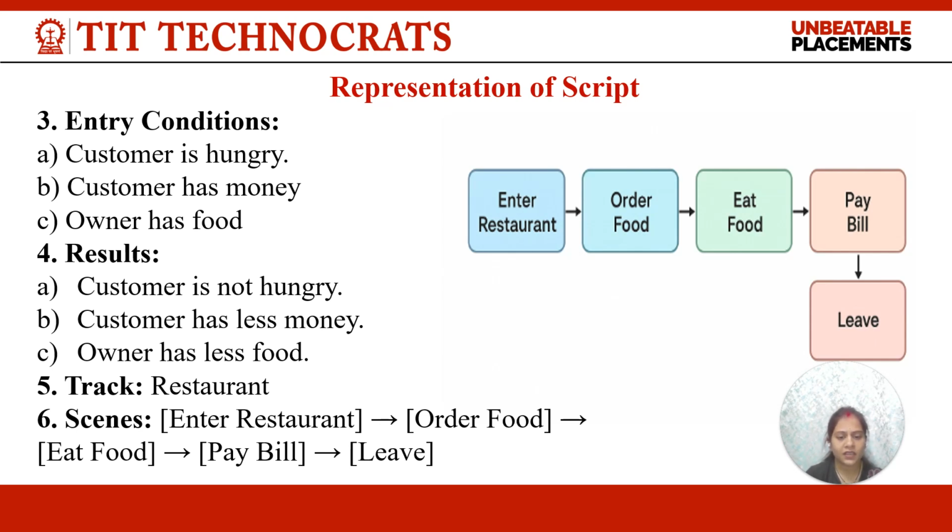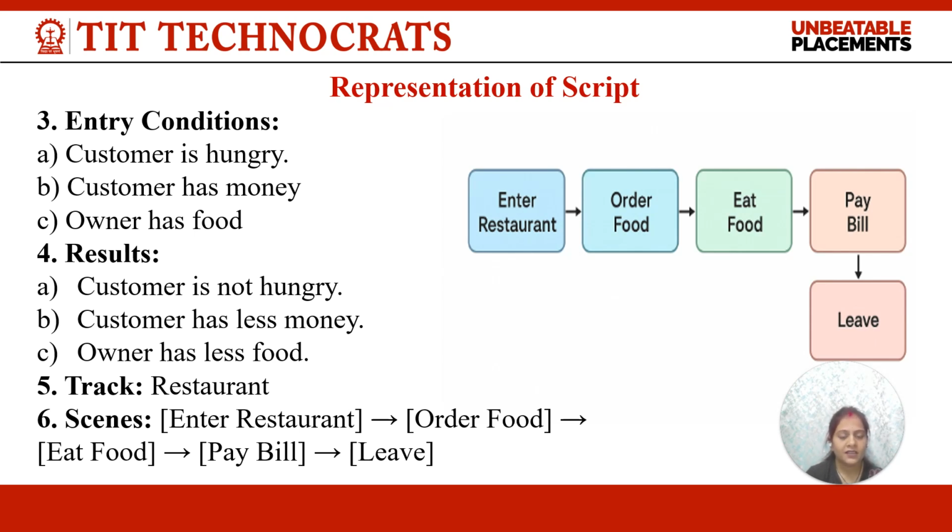So, the result must be satisfied. Customer is not hungry anymore. Customer has less money. Owner has less food. Track will be the restaurant and the scenes. Scenes will be entering into the restaurant, ordering the food, eating the food, paying the bill, and then leaving the restaurant. This is how AI can represent and understand a real life event like dining at a restaurant step by step, just like we do.